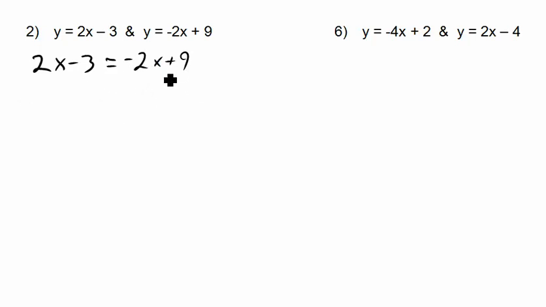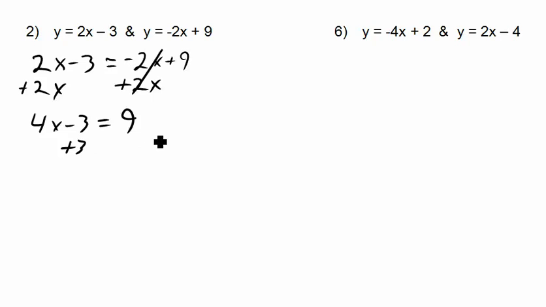So I need to get rid of this whole term. I need to move all my x's over to one side. So the opposite of minus 2x is plus 2x. That cancels. Just write the rest of it down. I need to get all of my constants, or my not x's, to that side. So the opposite of minus 3 is plus 3. So 4x equals 12. And to get rid of this 4 times x, I need to divide by 4.